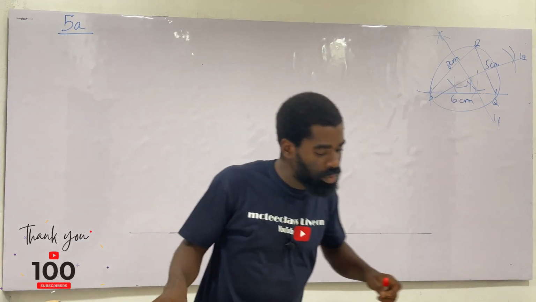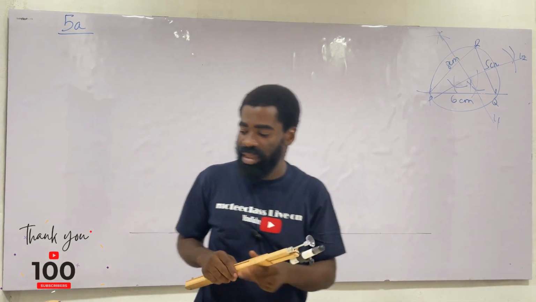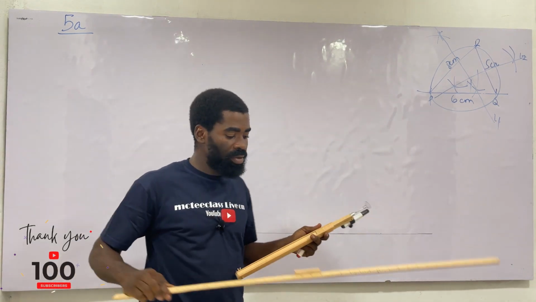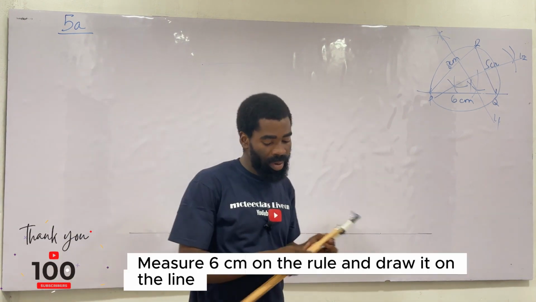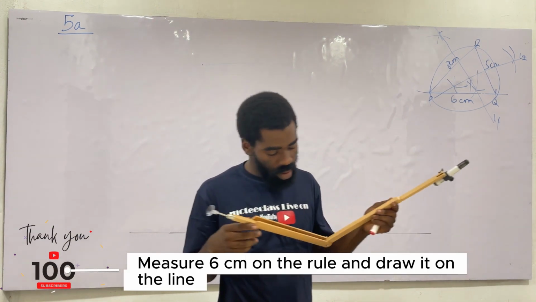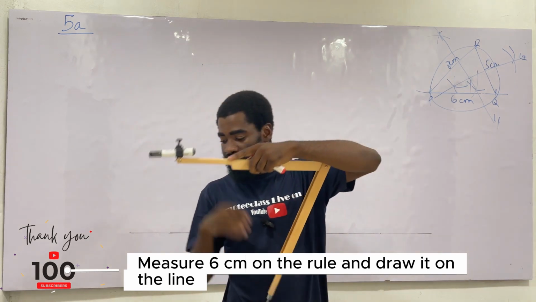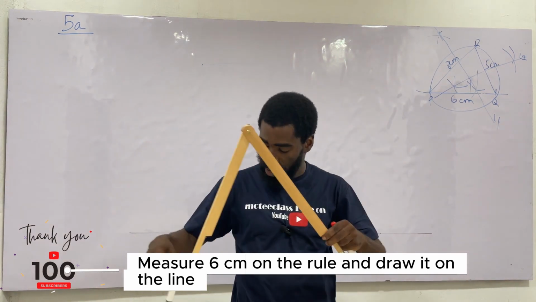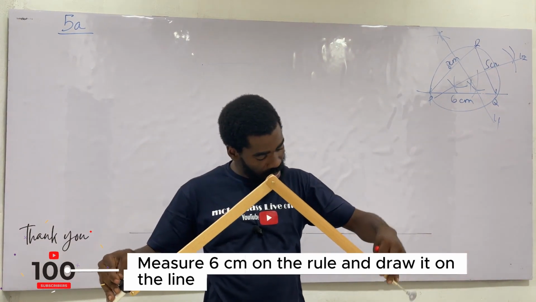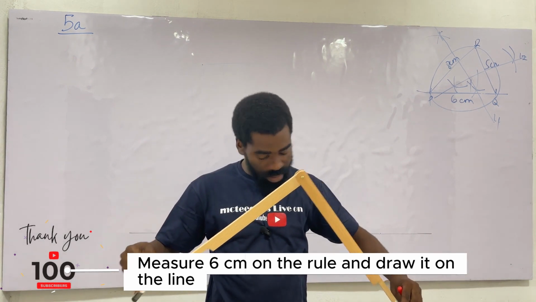Now let's draw 8 cm. Let's measure 8 cm from our ruler. Then we put that on the line. Now, so you open your compass to 8 cm. Open your compass to what? To 8 cm. So I'm measuring my 8 cm. You also measure yours. Sure, I'm doing that right now.